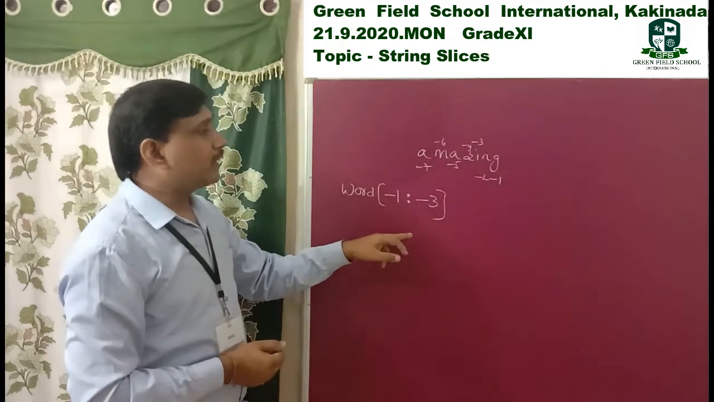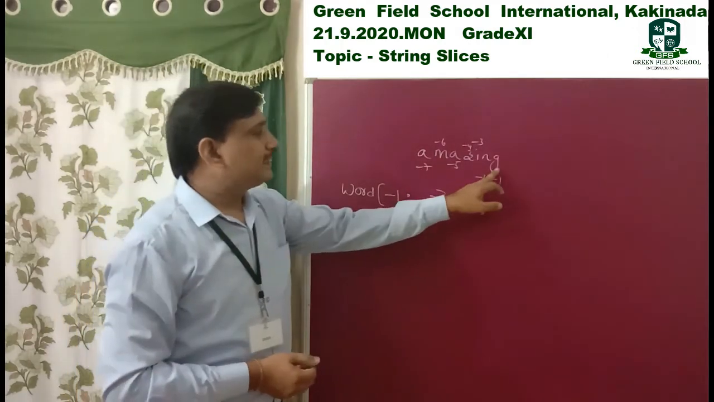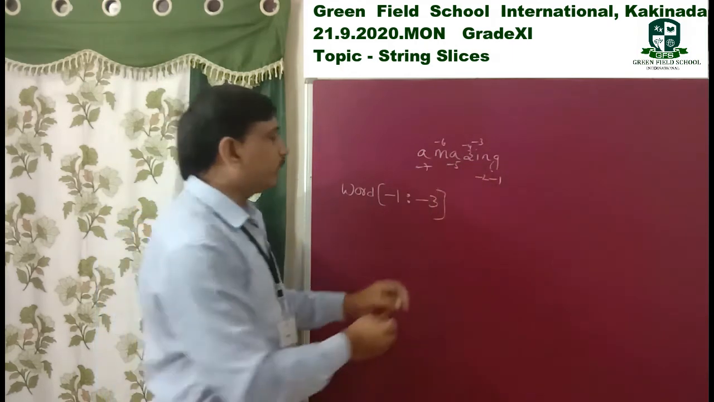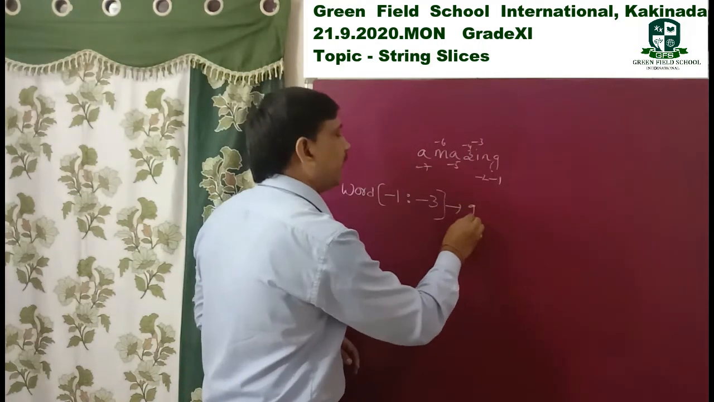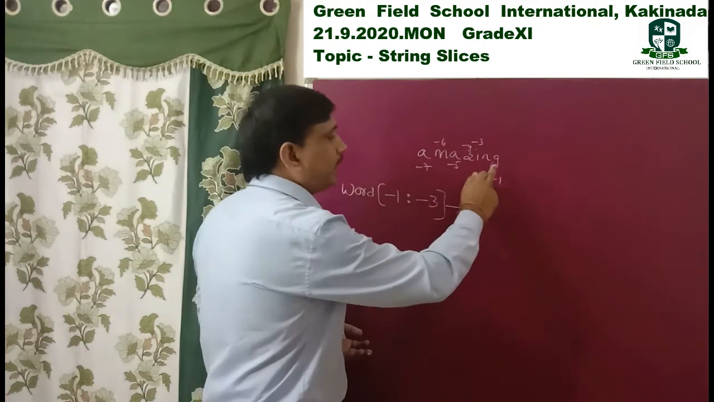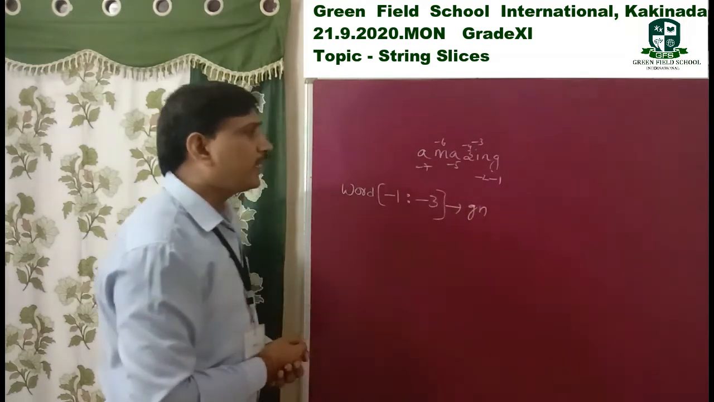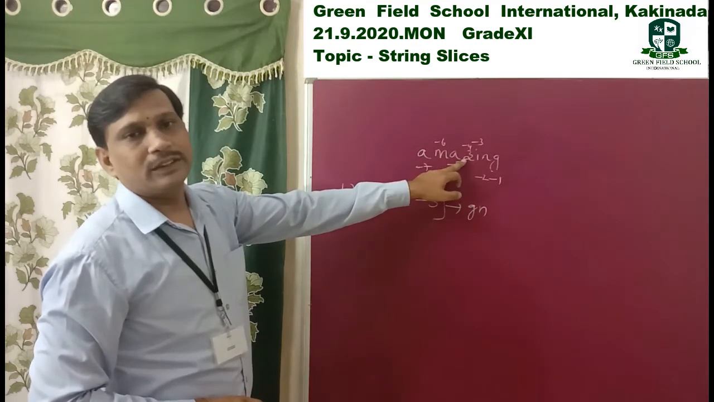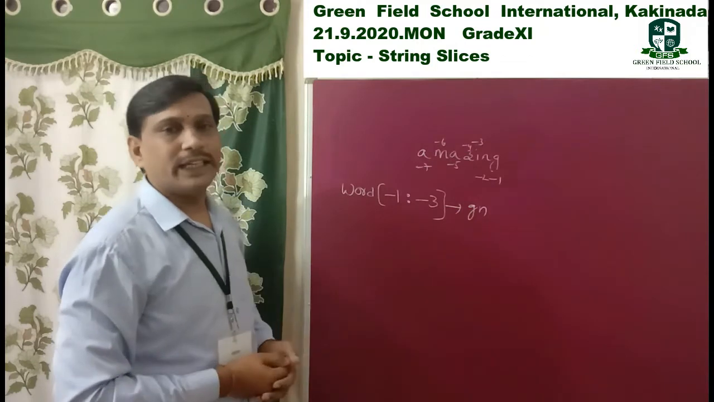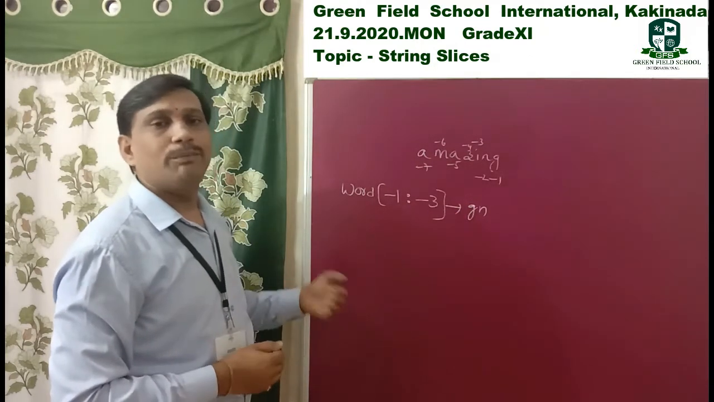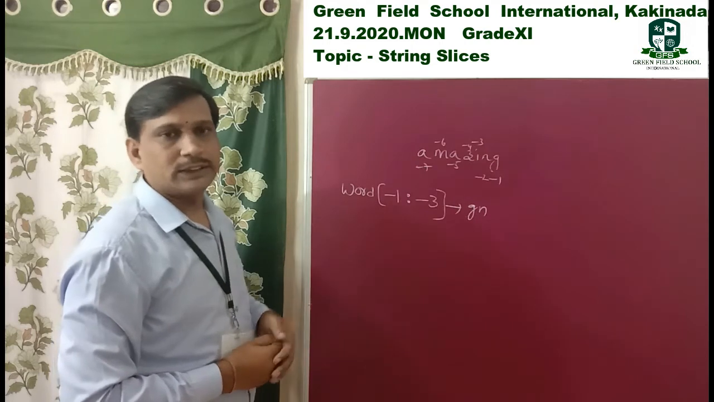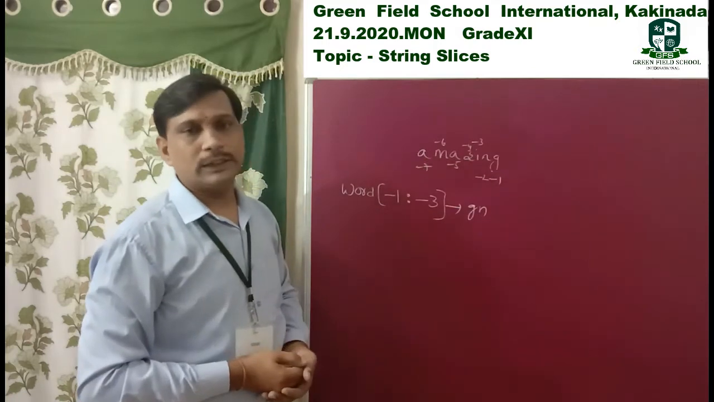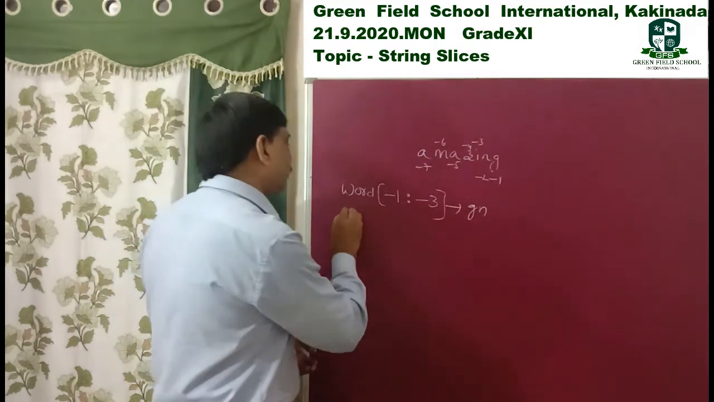So here starting from G, G to I. That's why I write here -1. -1 is here Z, then N. So -3: here we do not include -3, that's why I did not include Z. So this is an example for accessing substrings in the backward direction. In the backward direction we use negative symbols. Next, I write one more example here.